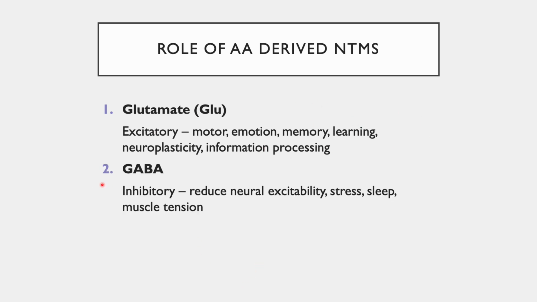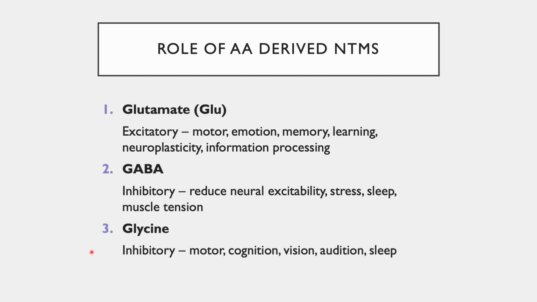GABA is an inhibitory neurotransmitter. It plays a role in reducing neural excitability, and helps in the stress response, our sleep, and our muscle tension. While glycine is also inhibitory and plays a role in our motor coordination, cognition, vision, audition, and sleep. So as you can see, these neurotransmitters play many vital roles in the body, and we're going to discuss how they're created later on.